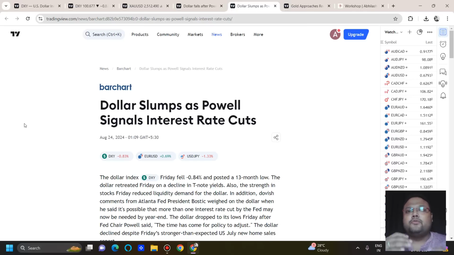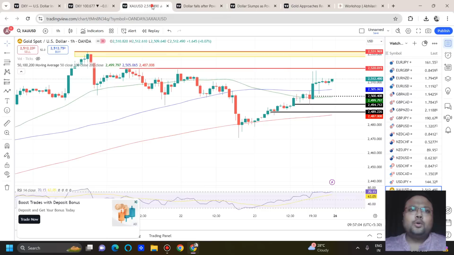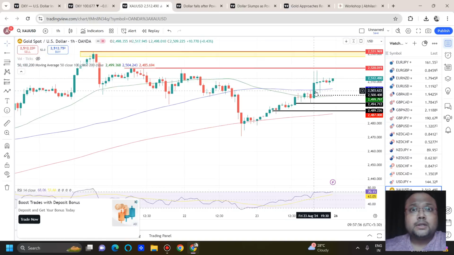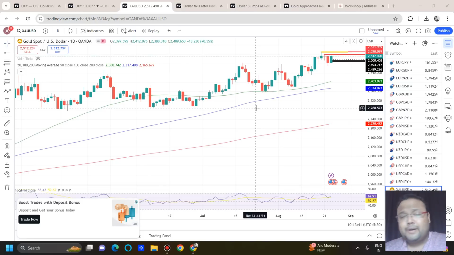Because of which we got to see a good amount of moves on all the US dollar pairs, including our beloved gold. Gold closed around 2512. In the morning we discussed a few levels, and more or less we got what we expected. Our levels did pretty well, but yes, the market closed at 2512. So my dear friends, let's look at the trading opportunities for Monday.